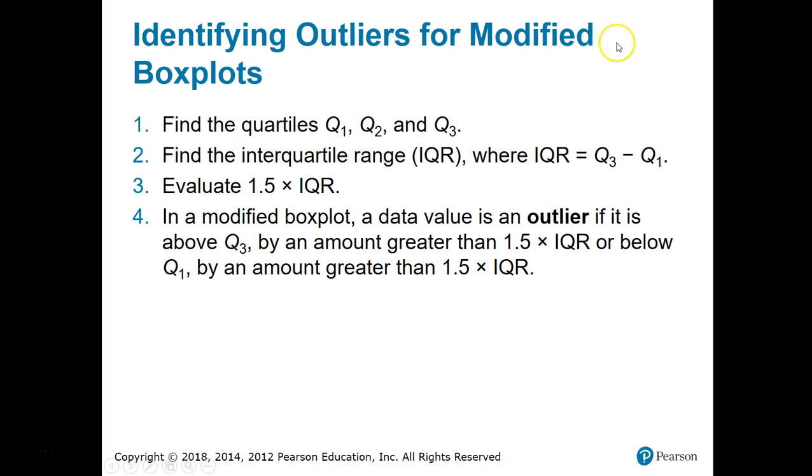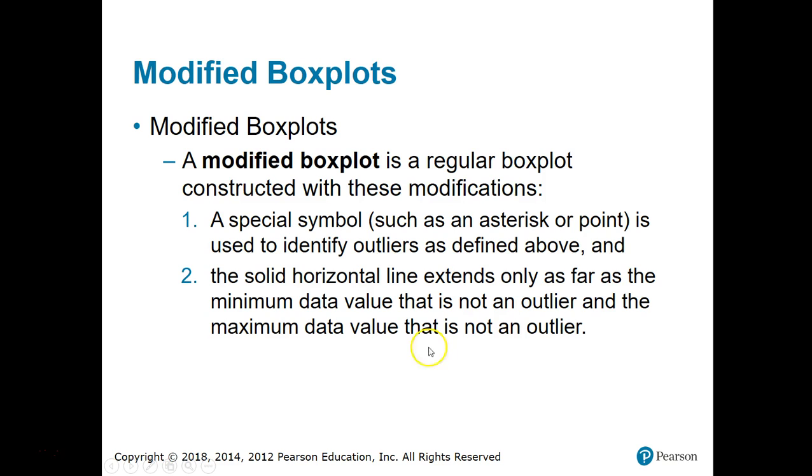So identifying your outliers. This is for modified box plots. It uses interquartile range here. We don't really use that too much here. And modified box plots just use special symbols at the different areas. And that is it for Chapter 3.